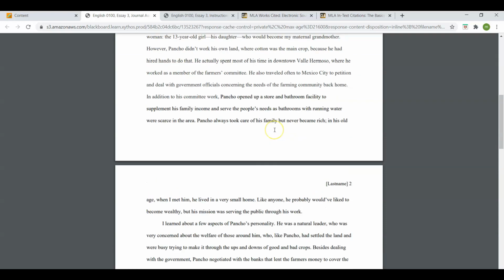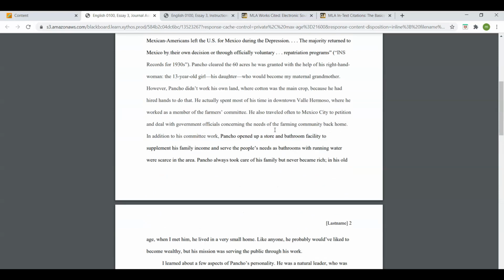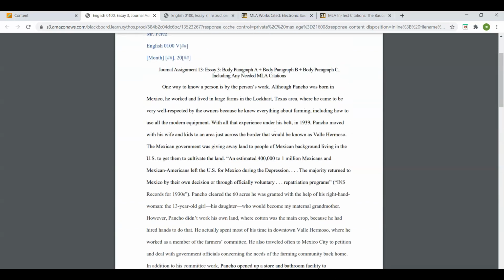What I want to see, what I need to see is the 3 body paragraphs, so I can give you feedback on those paragraphs and see if you did it right. And again, remember, I want to give you feedback on this before you put everything together as your essay 3 and submit it next week. Okay? So that's what matters more than the format.